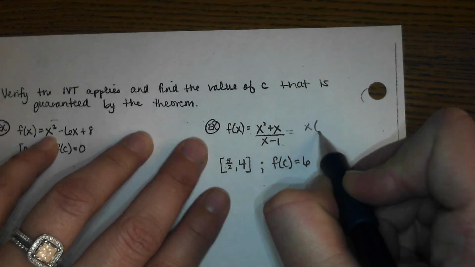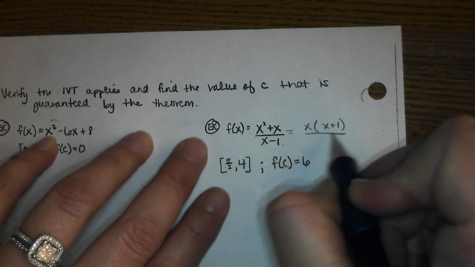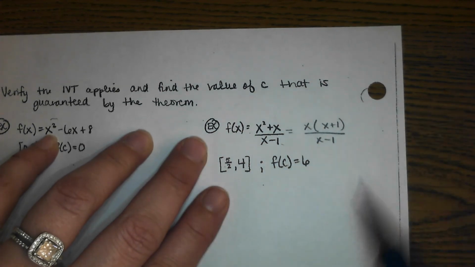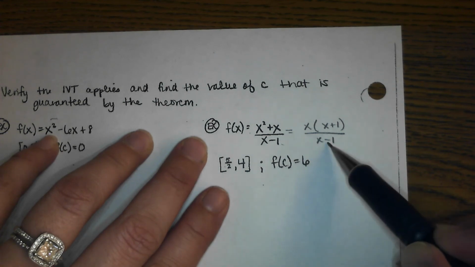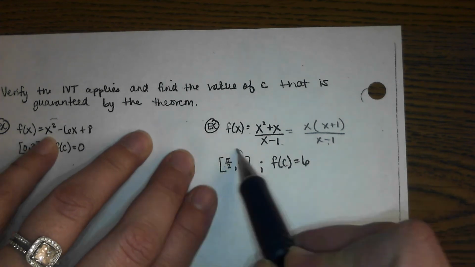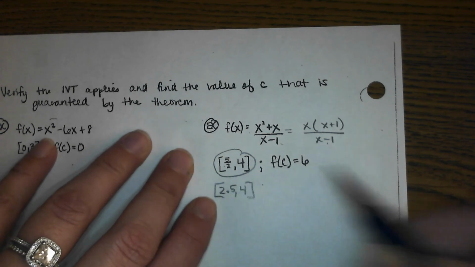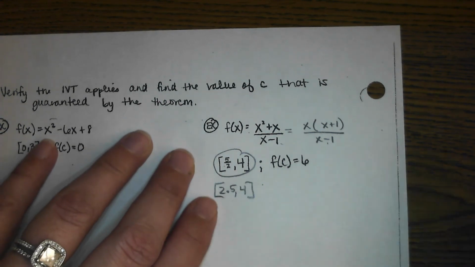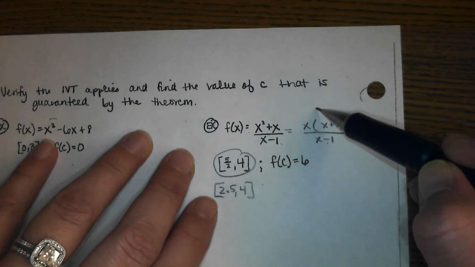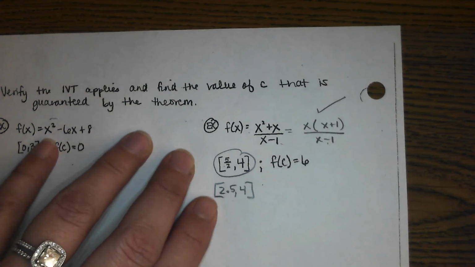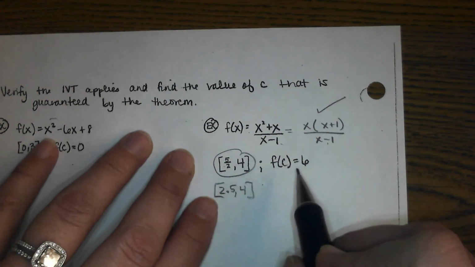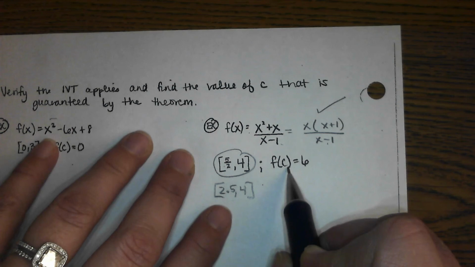If I factor out an x, and I have an x plus 1 over an x minus 1, where is this function discontinuous? 1. But based on your interval, which is going from 2.5 to 4, do we care about the discontinuity at 1? No, because it's out of interval. So number 1, this is continuous along that interval. Verify that first, and then pretty much find the c value.